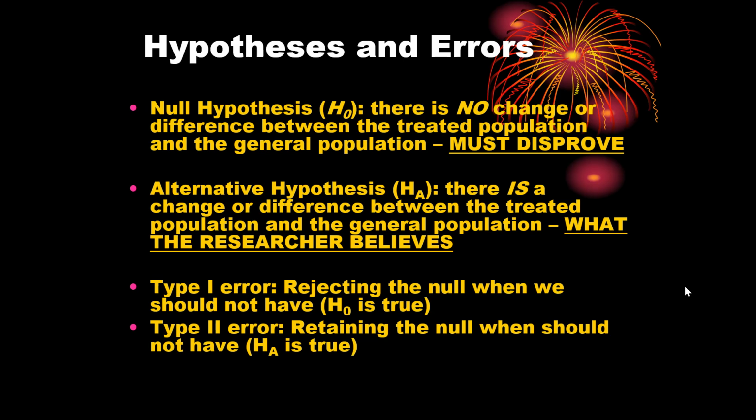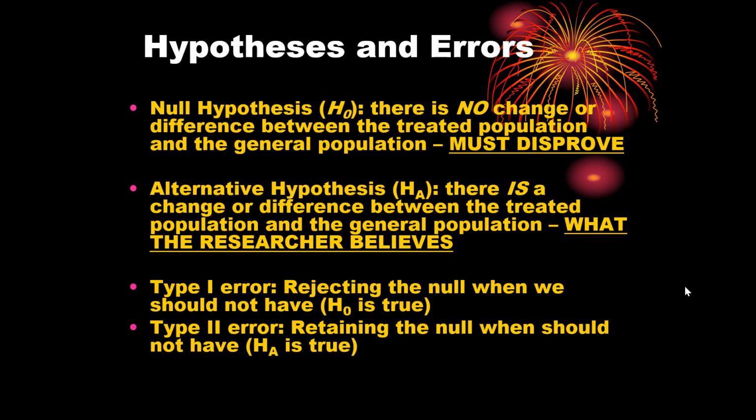With hypothesis testing, it also bears to consider that we have two types of error that are possible. These are called type 1 and type 2 error. Type 1 error is rejecting the null when we should not have. For example, the null hypothesis is true. This is also known as a false positive. Type 2 error is retaining the null when we should not have. In other words, the alternative hypothesis is true. This is also known as a false negative.